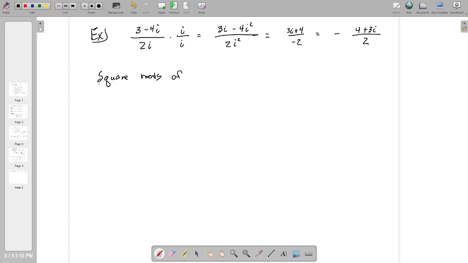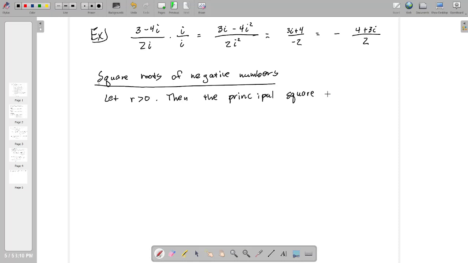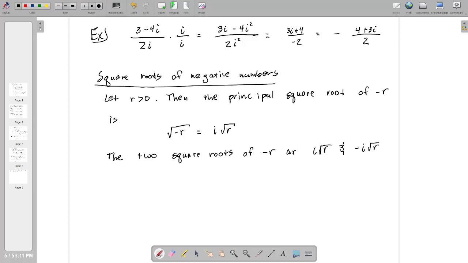Okay, the next topic of discussion is going to be square roots of negative numbers. Let r be greater than 0, then the principal square root of -r is the square root of -r equal to i root r. The two square roots of -r are i root r and -i root r. Let's do an example of this. Actually, do a couple here.